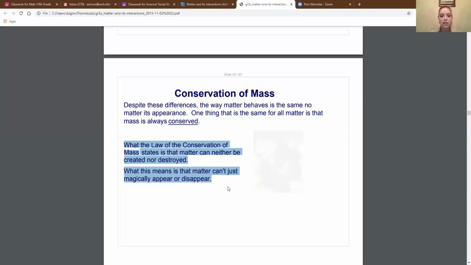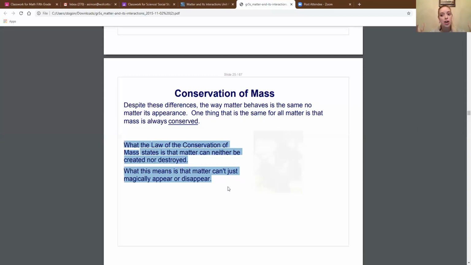So the law of conservation of mass states that matter can neither be created nor destroyed. This means that matter can't just magically appear or disappear. So basically what this means is things don't just come out of thin air. Things can't just appear or disappear, okay? They were here, they've always been here in one form or another. So that's basically what that's saying.